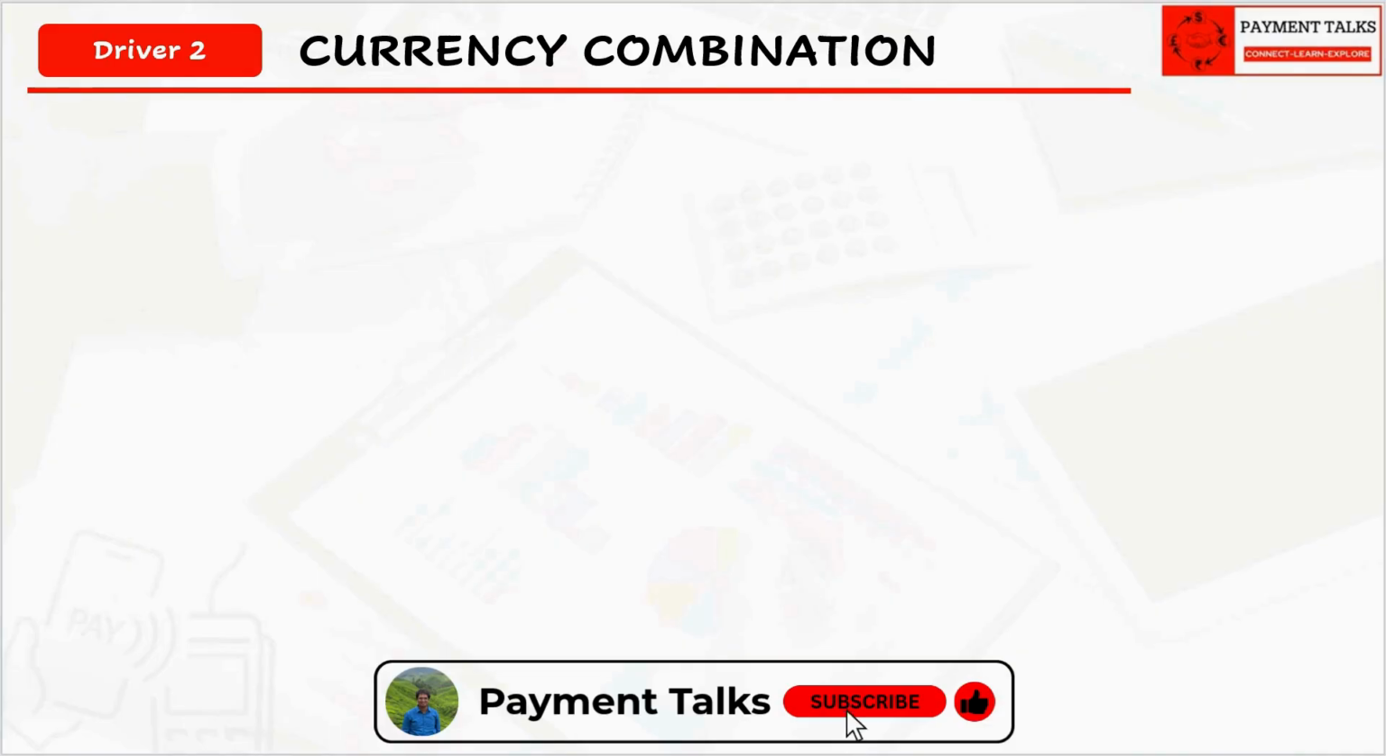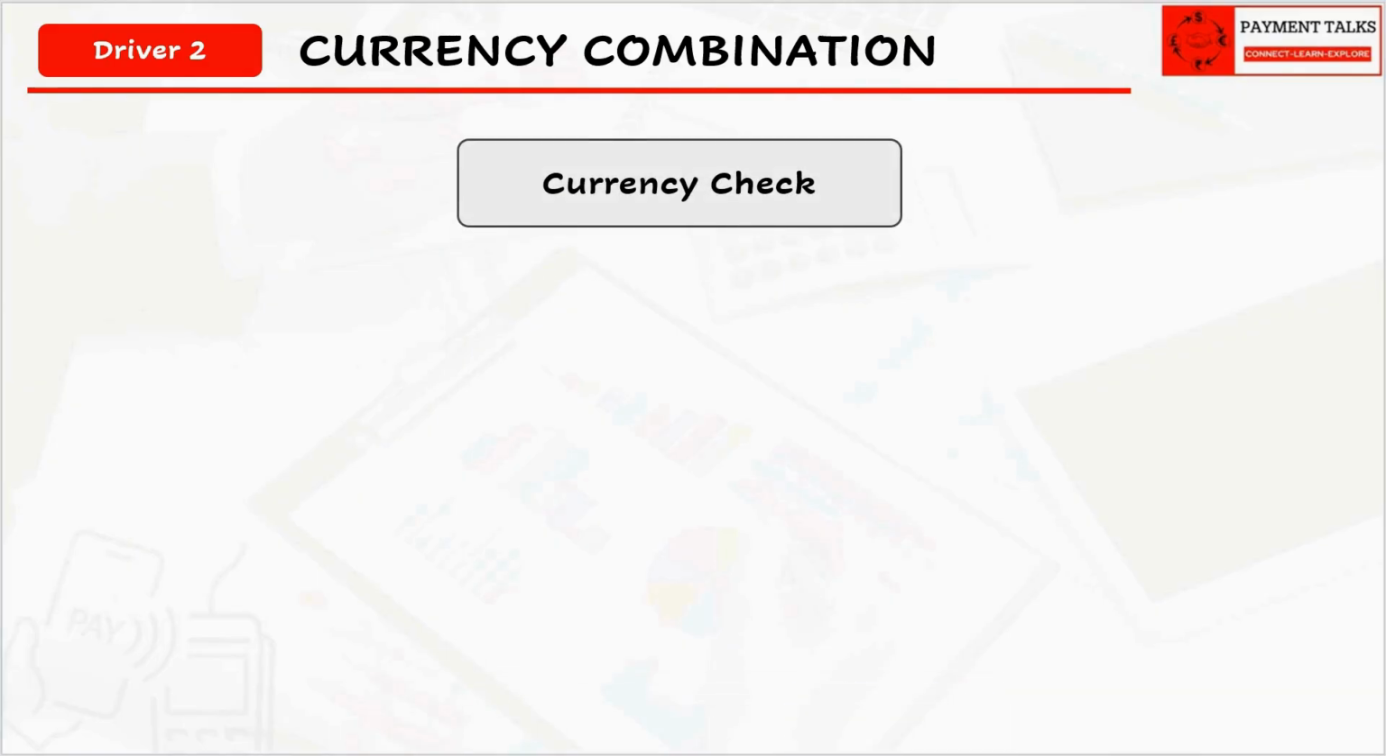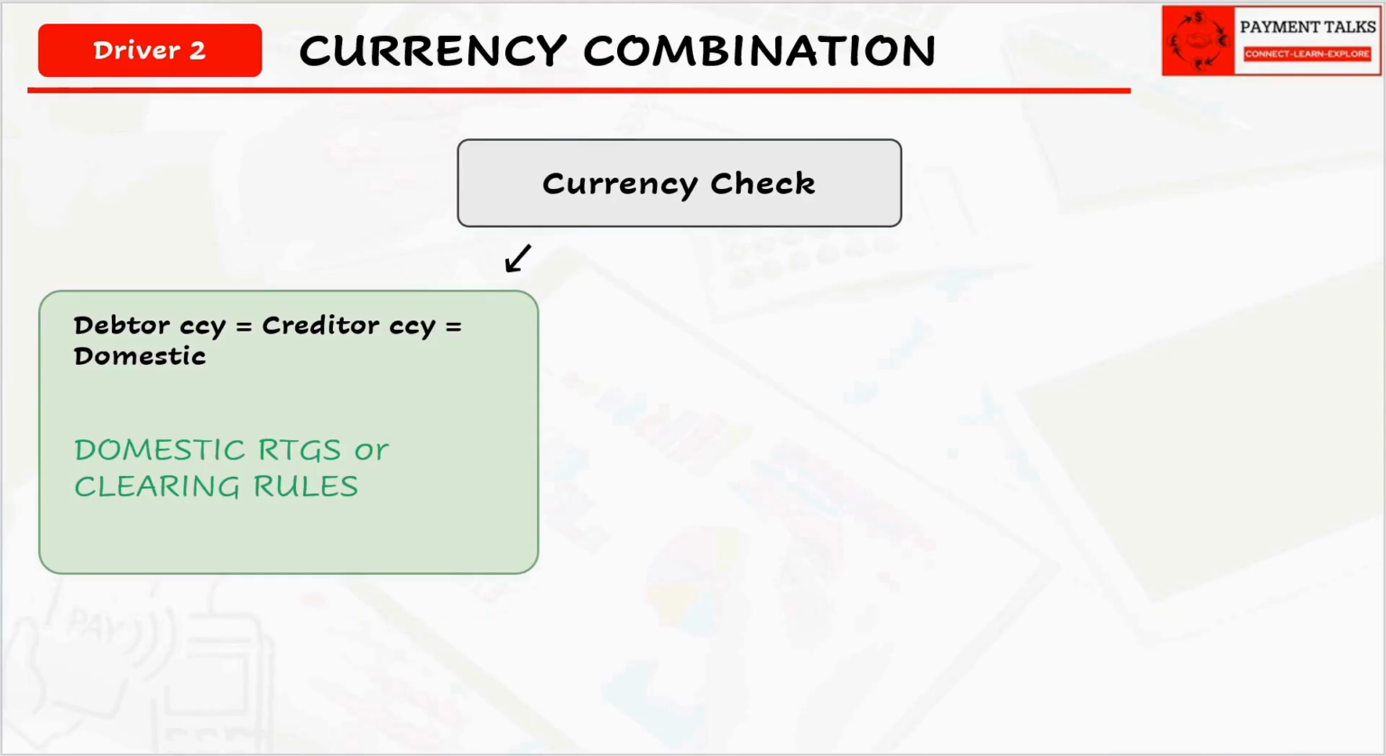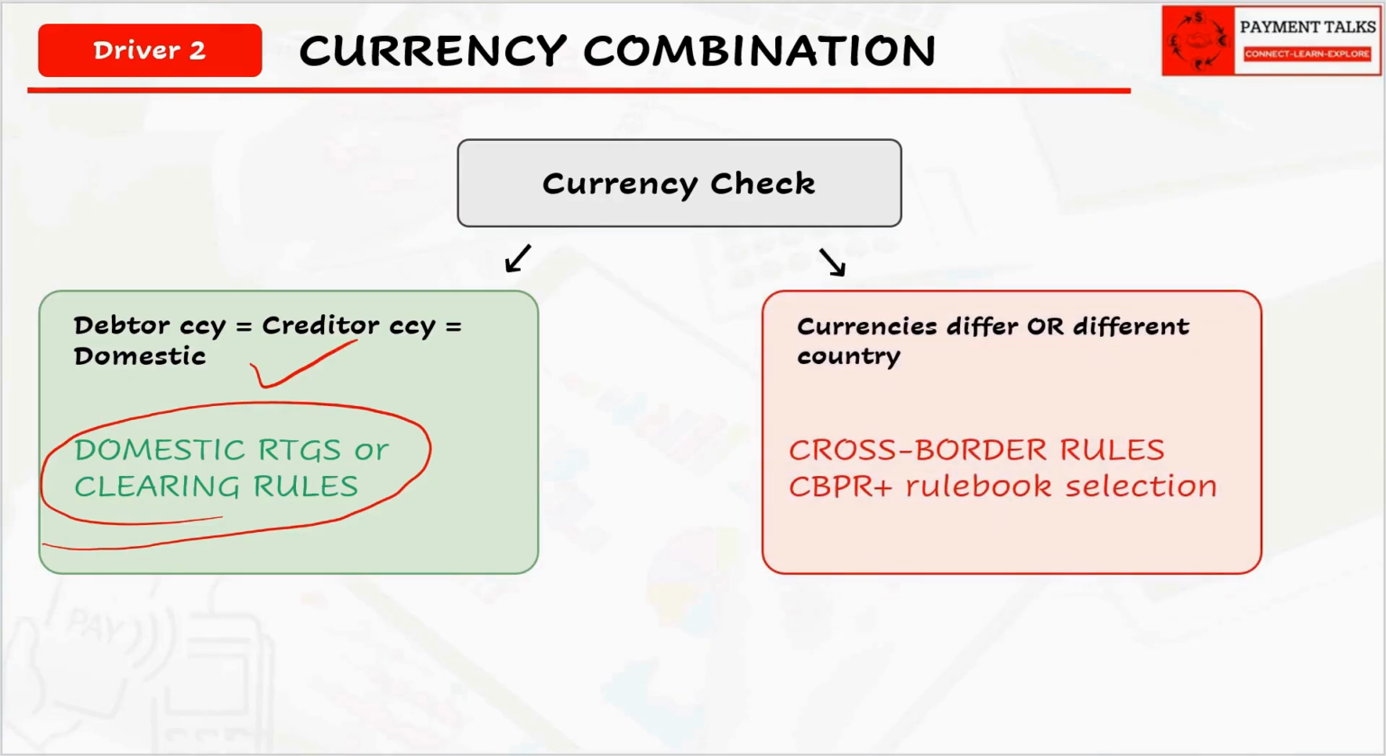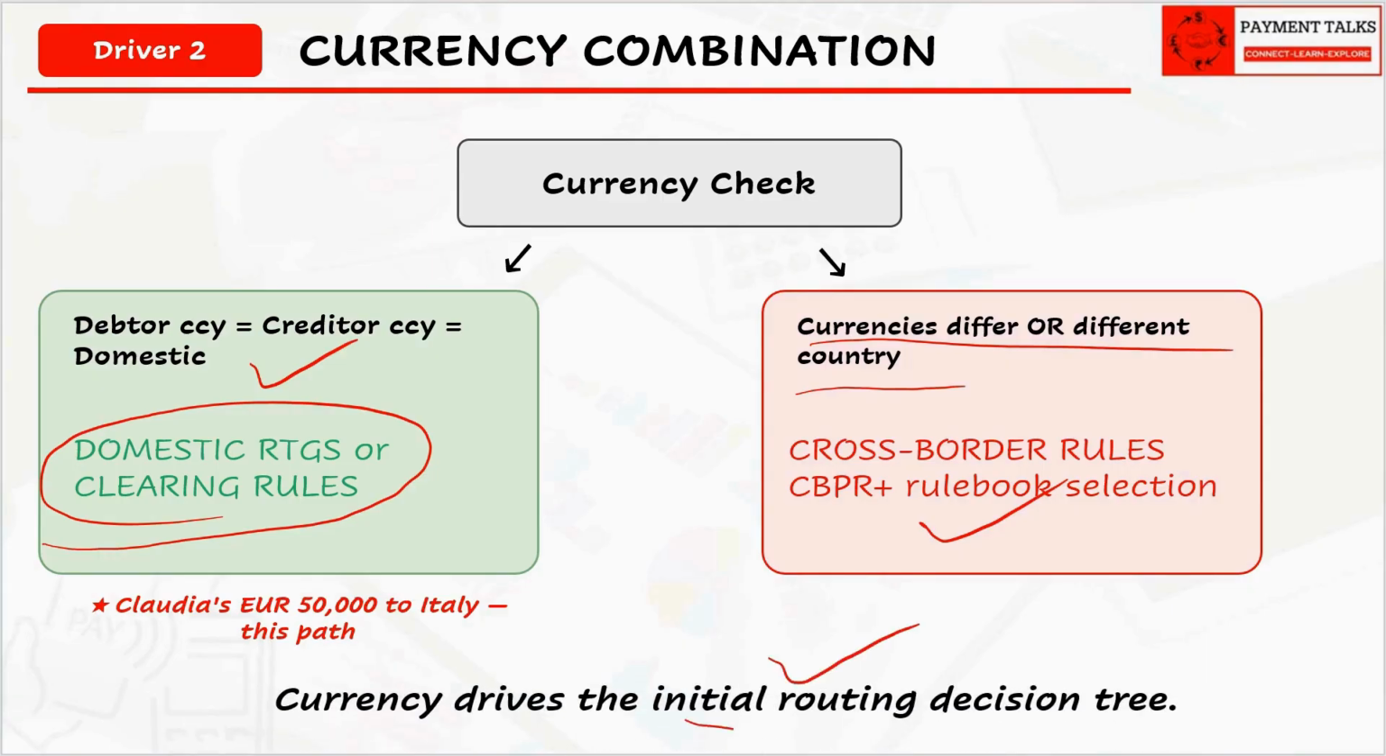Driver 2 is the currency combination. If the debtor currency, the creditor currency, and the jurisdiction are all domestic, RTGS or clearing rules apply. Different settlement infrastructure, different message requirements, potentially a different ISO 20022 message entirely. If the currencies differ or if the payment crosses a country border, cross-border rules apply and the CBPR plus rulebook selection process begins. For Claudia, Euro to Euro and Germany to Italy, different countries but under the same SEPA jurisdiction, means SEPA rules apply. The currency combination is the first decision node in the routing tree.